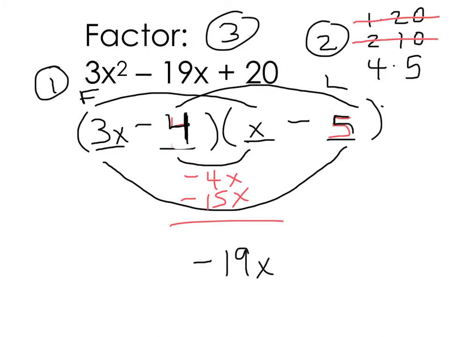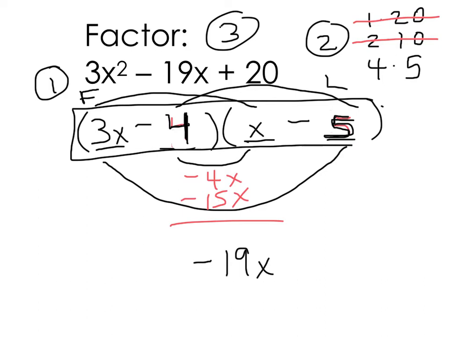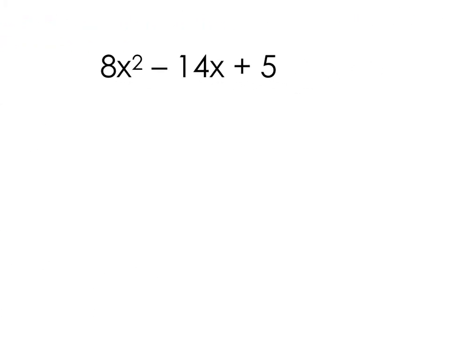4 and 5. There it is, we have found our solution. 3x minus 4 times x minus 5. So, how can we get a little faster at this? Honestly, practice. Practice, practice, practice.